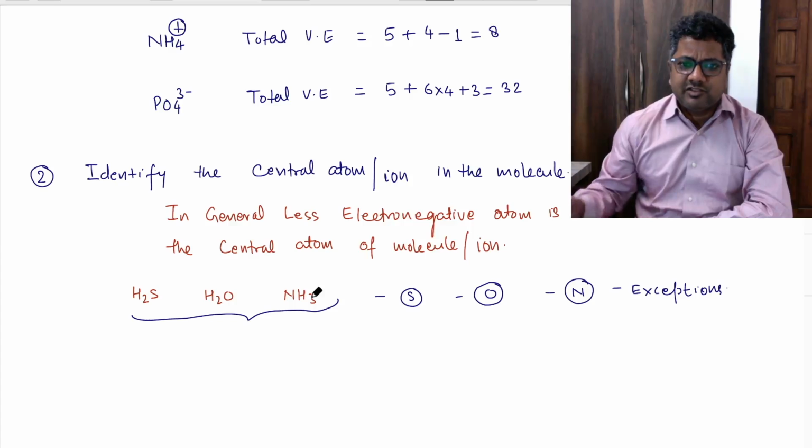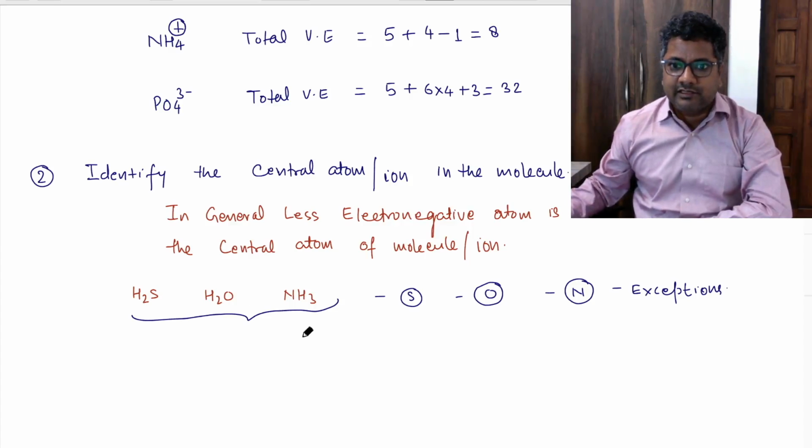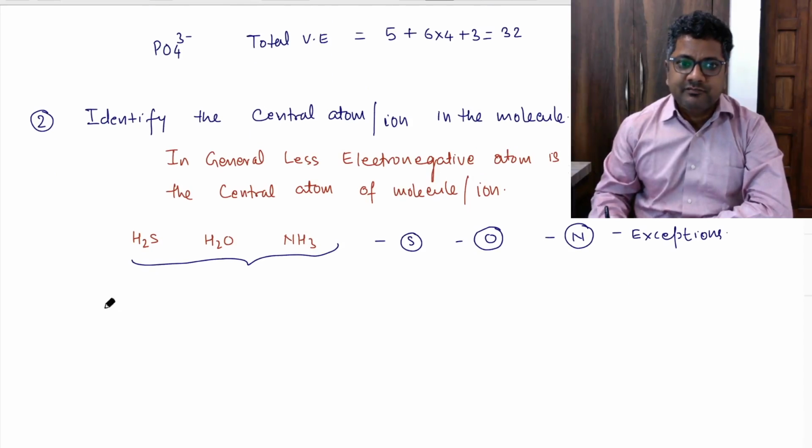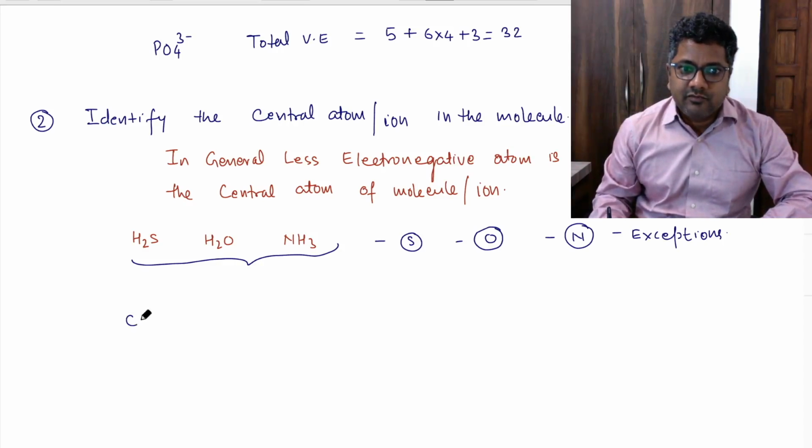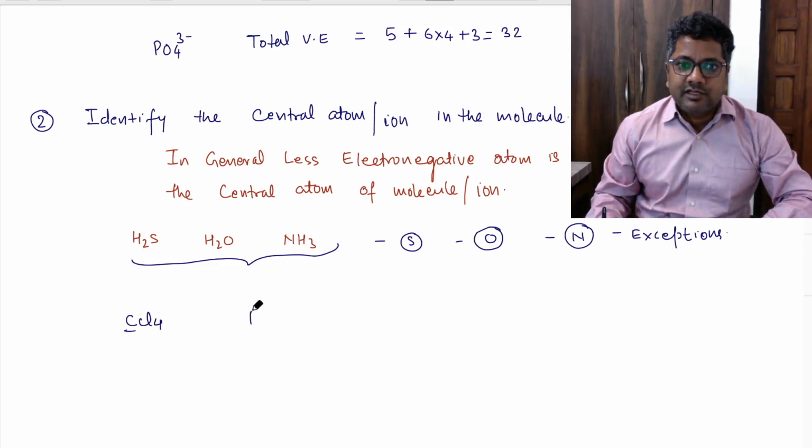And similar exceptions you may have, more similar exceptions you may get. Suppose that CCl4 is given, so the central atom is C. Suppose that PO4 3- is given, so the central atom is P, right? H2SO4 is given, so the central atom is sulfur, right?